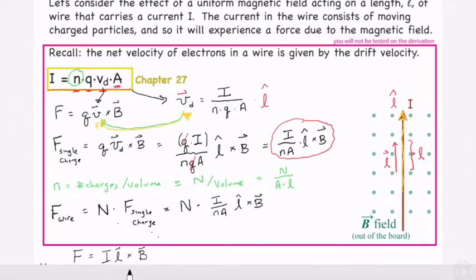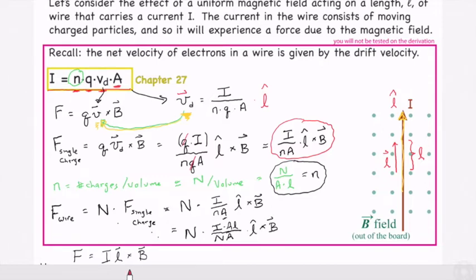But n, we just decided back here, is equivalent to big N over area times distance. So that lets us write this as big N, I, and the little n we replace with big N over AL, which gets flipped over because it's on the bottom. And we still have this A to contend with, so we bring that A down here. And that leaves us with L hat cross B vector.